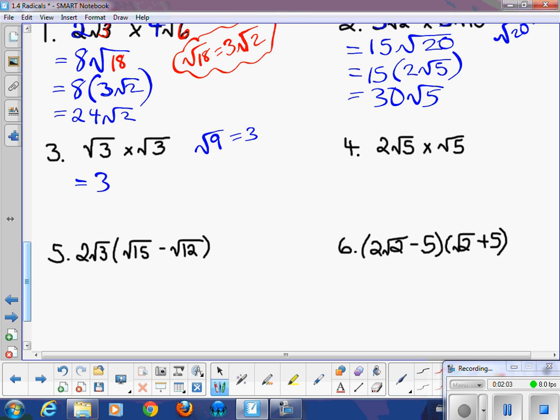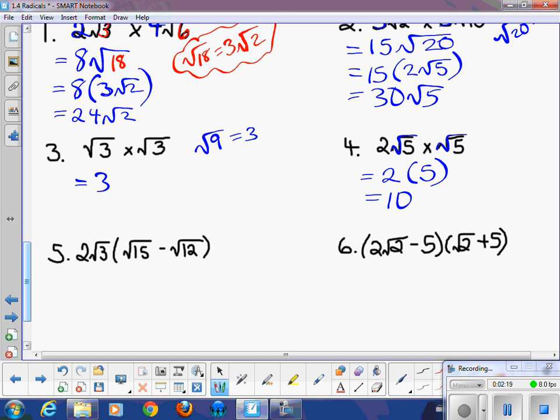So for instance, number 4 is root 5 and root 5. So I know when I multiply root 5s together, what I'm really having there is just the number 5, because it would be root 25, which is a perfect square, which would be 5. And so we'll finish that question up.